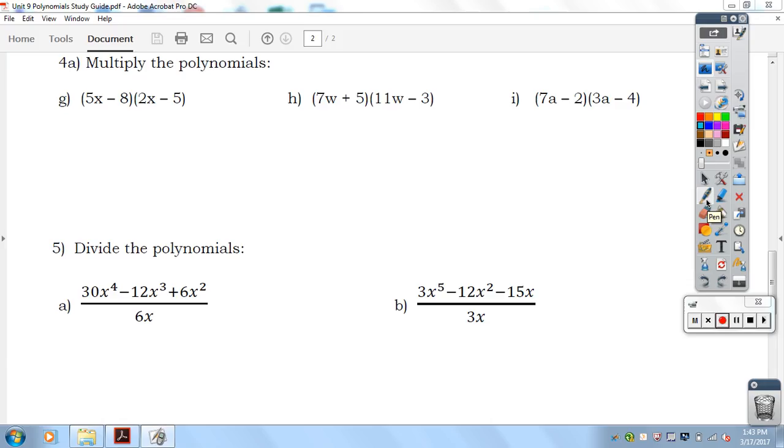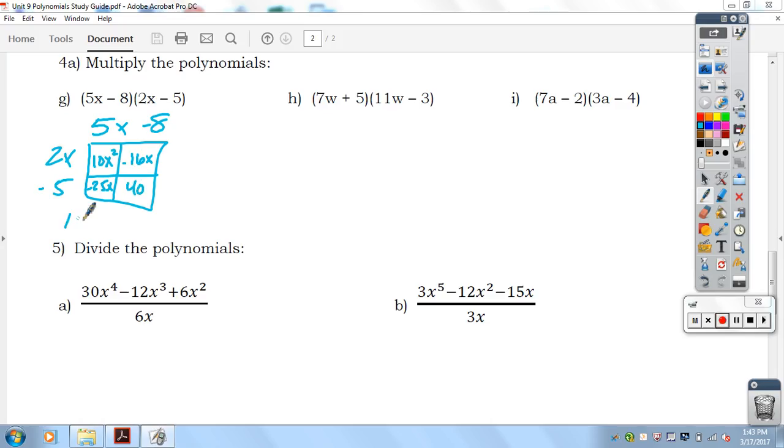More multiplying. I'm going to do the table method. 5x, negative 8. 2x, negative 5. 2x times 5x is 10x squared. 2x times negative 8 is negative 16x. Negative 5 times 5x is negative 25x. Negative 8 times negative 5 is a positive 40.